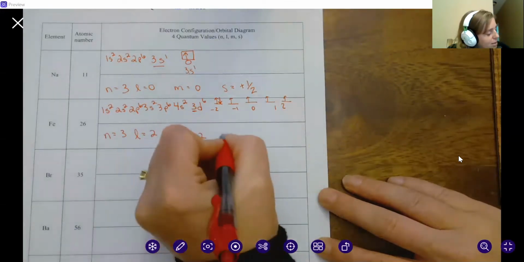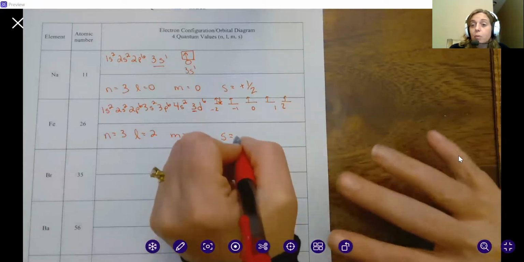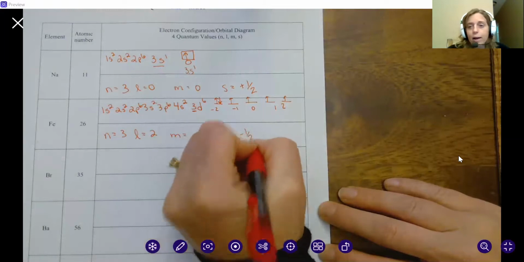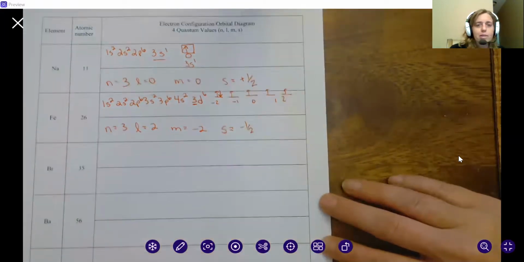And then the last thing is, what direction is the last arrow that I drew? What direction is it pointing? It's pointing down, so it's going to be a -1/2. Okay, so this is starting to make sense.